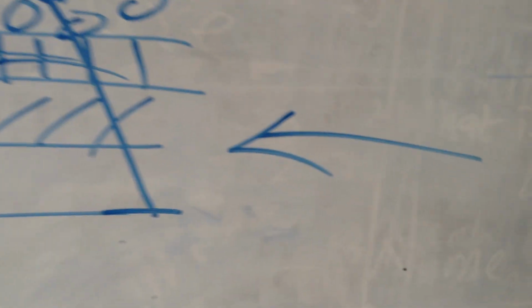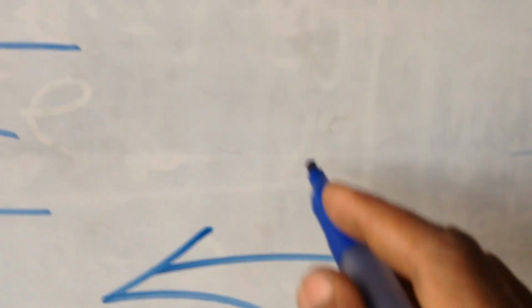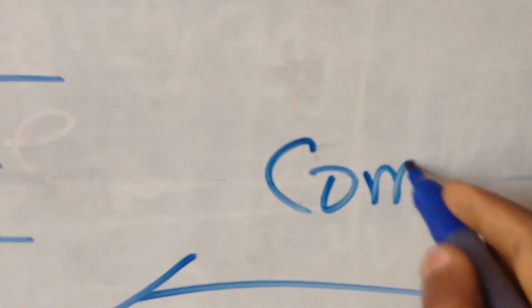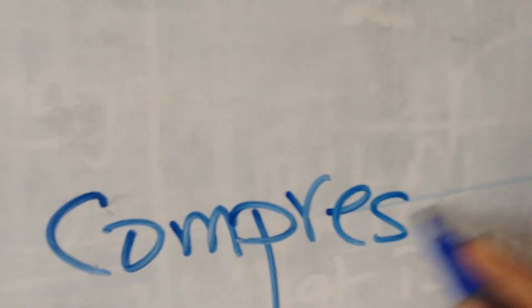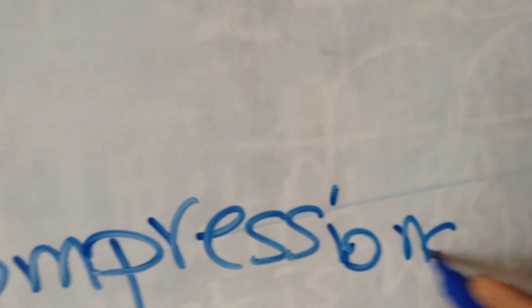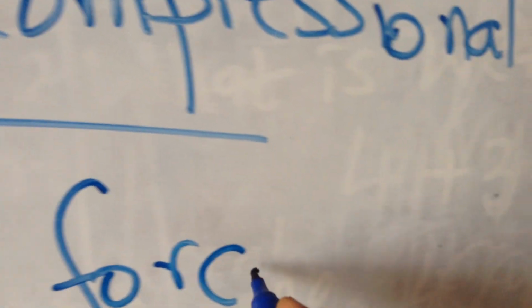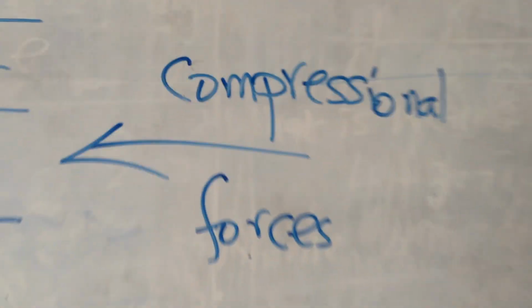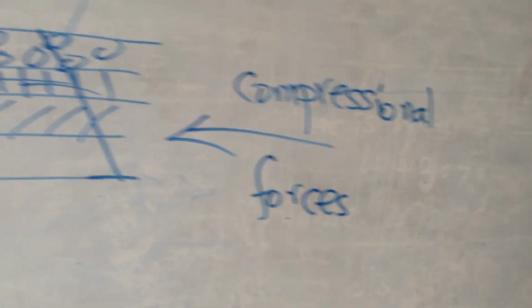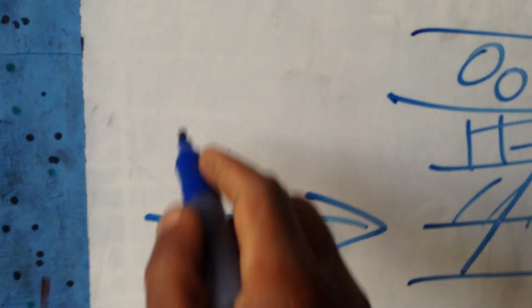Now we also have forces. For block mountains, we have compressional forces. Okay, these are the forces pushing against each other. So on this side also you have the compressional force.